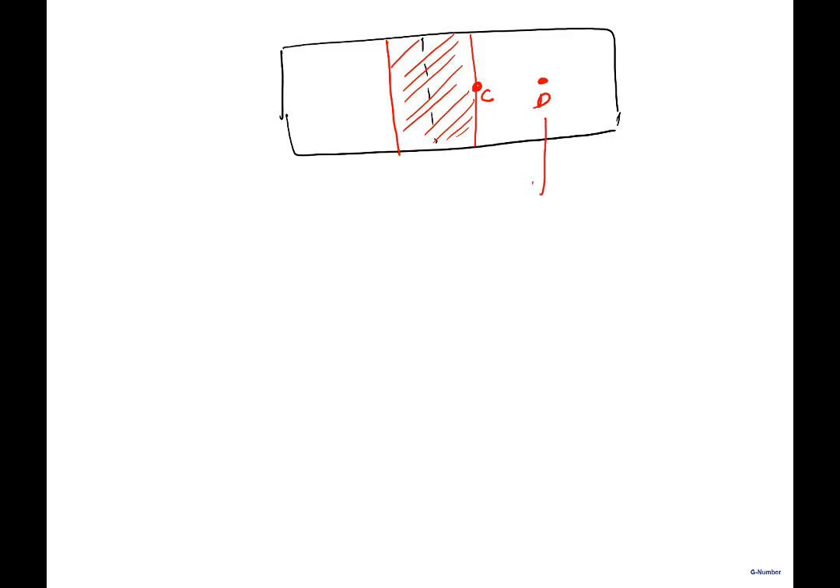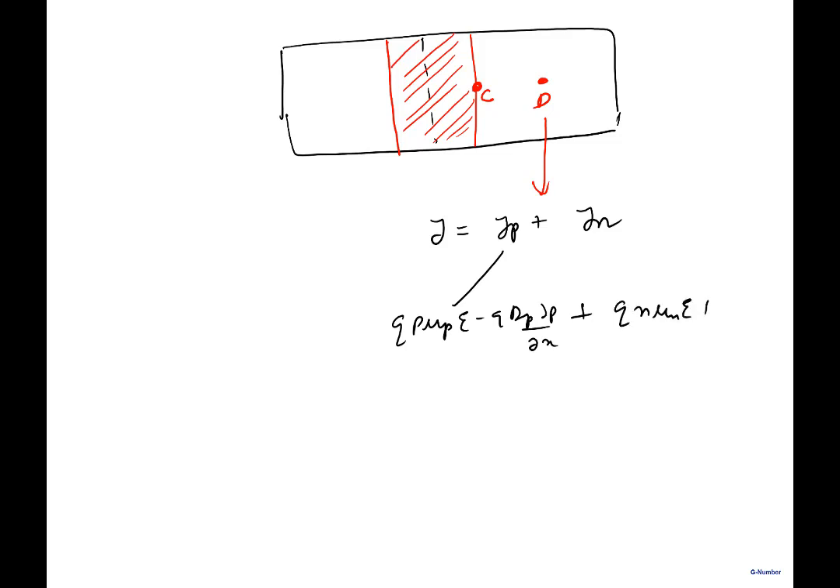So remember, at D, if you have to calculate, what would you do? If you have followed the arguments, you'll say total current is equal to Jp plus Jn. Again, you will do. At this point, you will say Jp is Q mu P E minus Q Dp del P by del X, plus again, you'll say Jn is Q n mu n E plus Q Dn del n by del X. Right? You'll say the same thing. Then what assumption will you make?